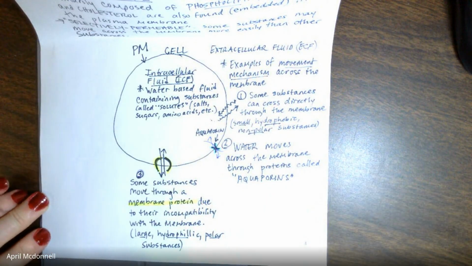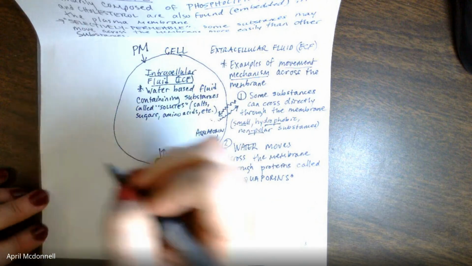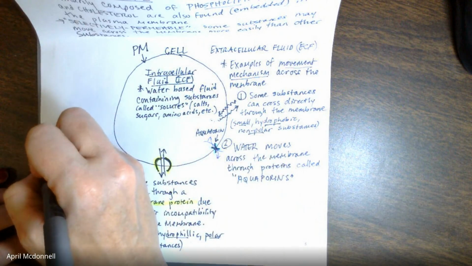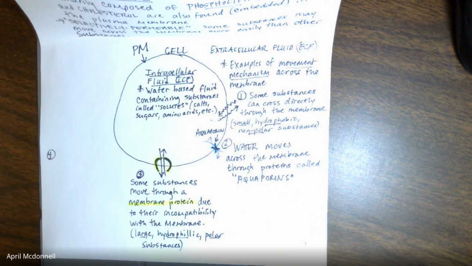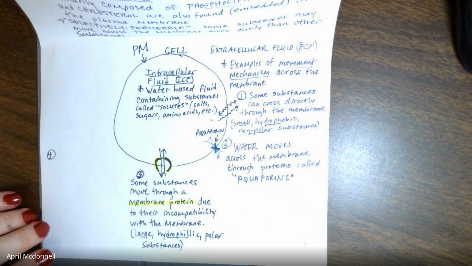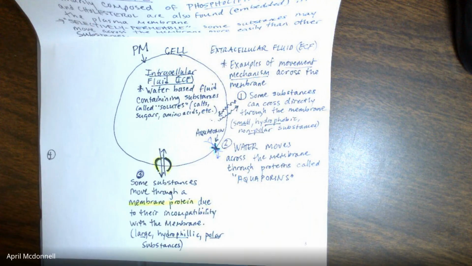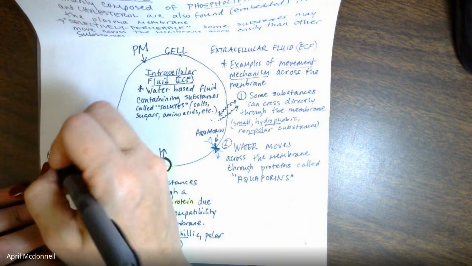We have two more things to talk about. Let's talk about vesicle transport. Another mechanism that the cell can use to allow substances to move into or out of the cell is a bulk transport mechanism called vesicle transport.